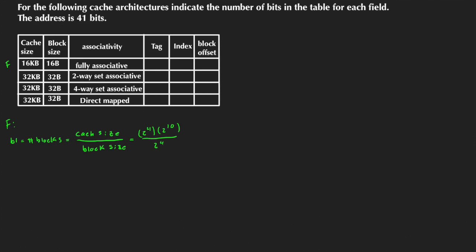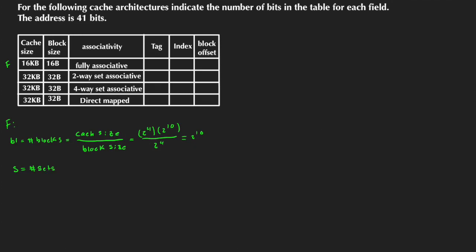So what I'm doing is I'm taking the fact that there are 16 kilobytes. 16 is 2 to the 4, and then the kilo is 2 to the 10. So we have 2 to the 4 times 2 to the 10 for 16 kilobytes. I'm going to put that over 2 to the 4 for the block size of 16 bytes. And that's going to be 2 to the 10.